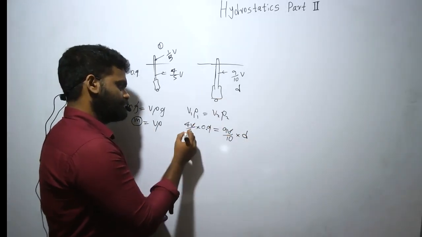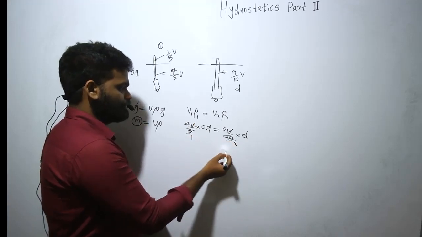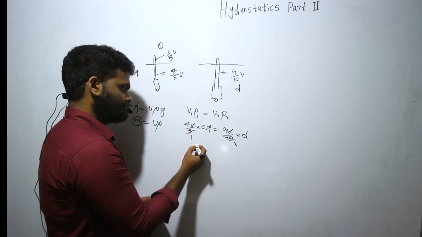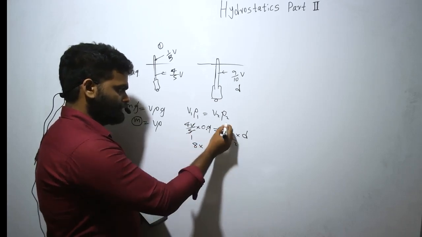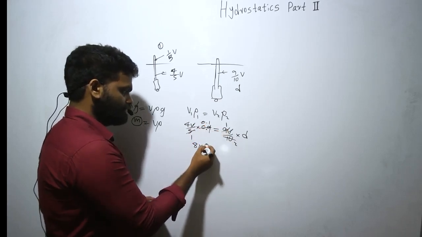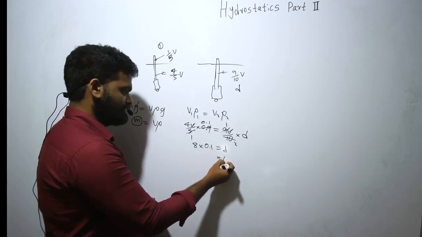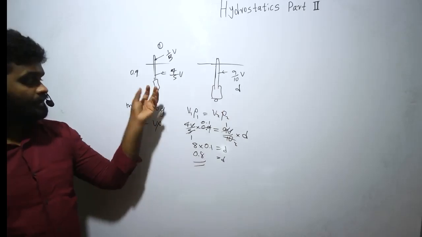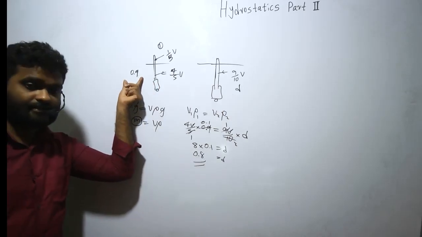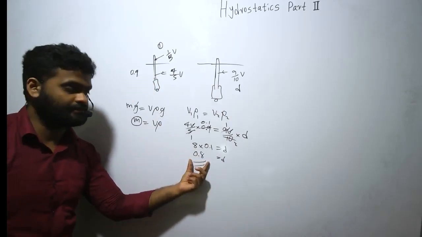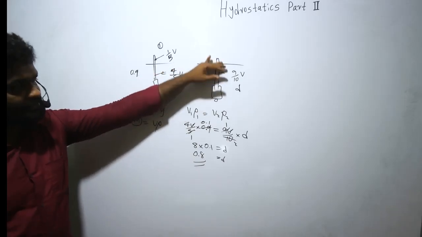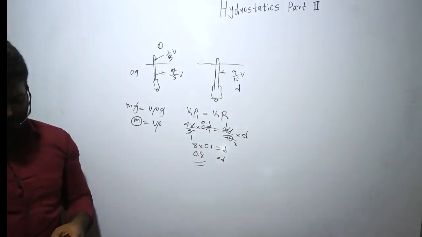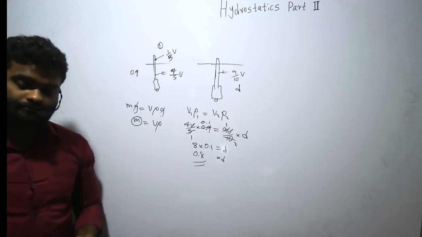Okay, V cancels off, this comes here, 8, 1, 0.1. So what is D? D is equal to 0.8. That's the relative density of the other liquid. So you can see here the density is 0.9, here the density is less. So the hydrometer has immersed further, right? You have to think about those as well, right? So the answer is the third one there.